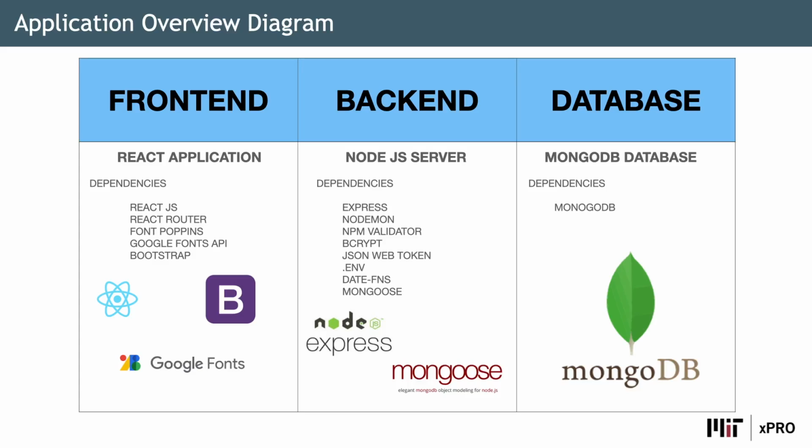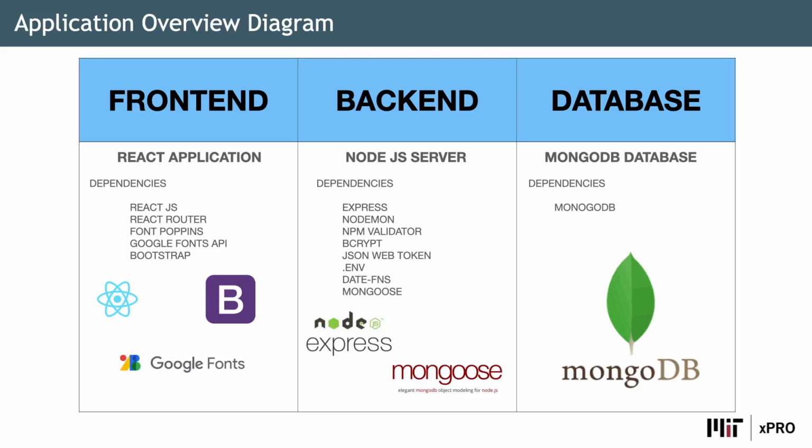This is for the full stack banking app. Excuse me, sorry. And so this is where they will make deposits. This is everything that they will see. It's a React application, and the dependencies used were React.js, React Router. One of the fonts that was used was Poppins, and we use Google Fonts API, and we use Bootstrap as a kind of a starter point.